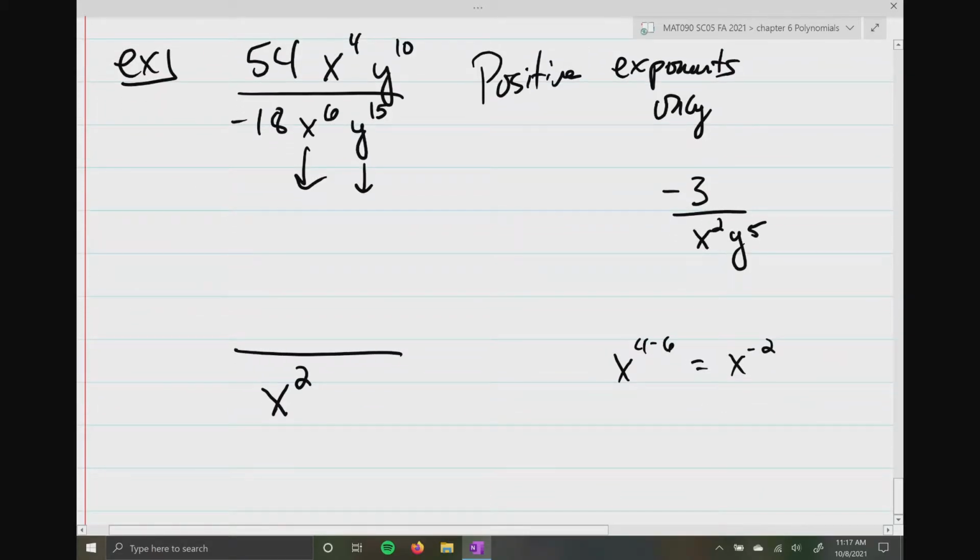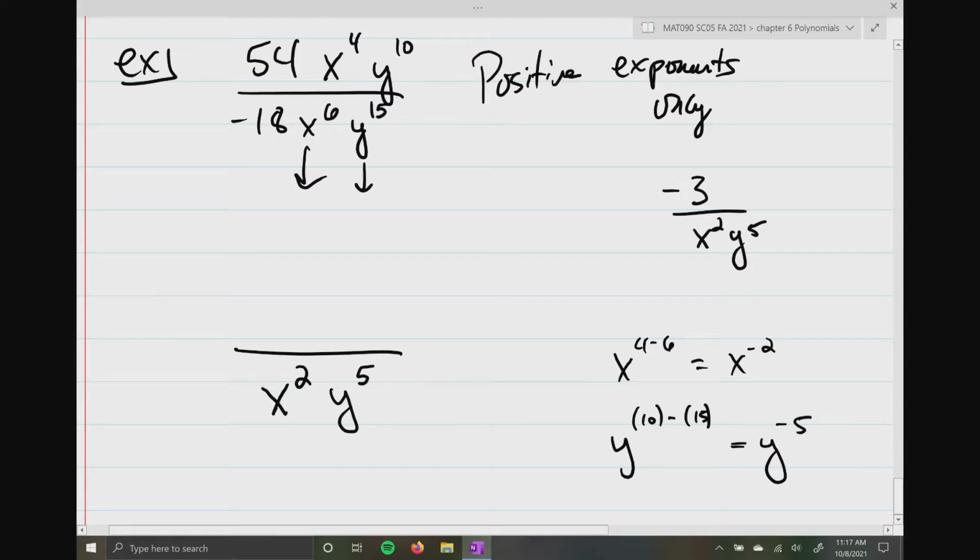Next one is going to be y to the 10th divided by y to the 15th, which is y to the 10 minus 15, which is y to the negative 5. So that is also going to go down here.